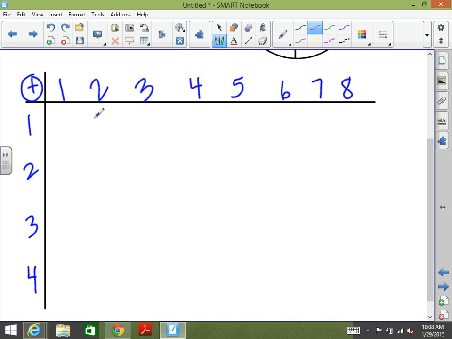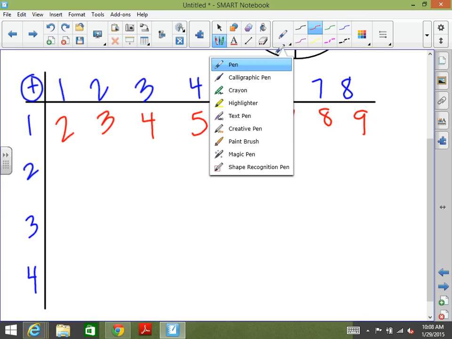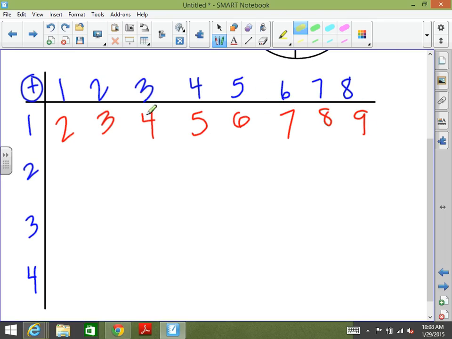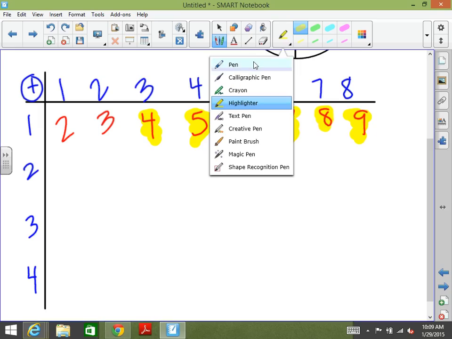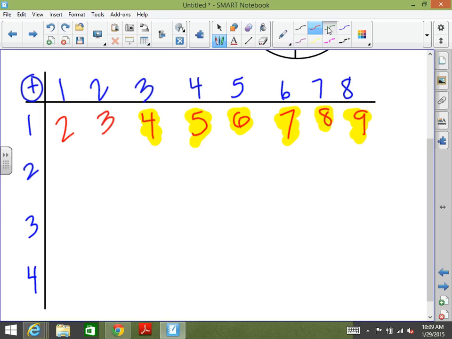1 and 1. 2 and 1. 3 and 1. 4 and 1. 5 and 1. 6 and 1. 7 and 1. 8 and 1. Okay, so we're looking for numbers that are greater than 3. So we're going to circle those. I'm going to highlight them actually. Anything bigger than 3. Okay, are we there? We have that done.